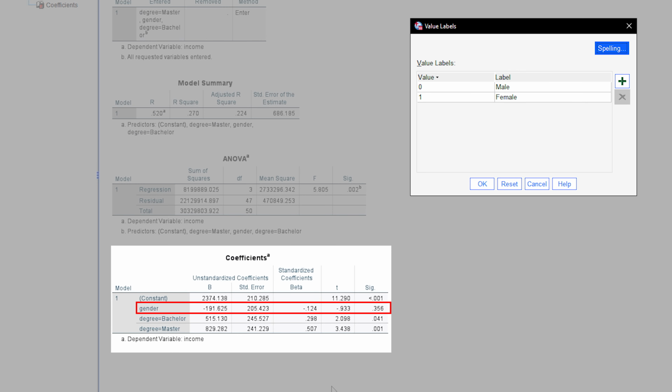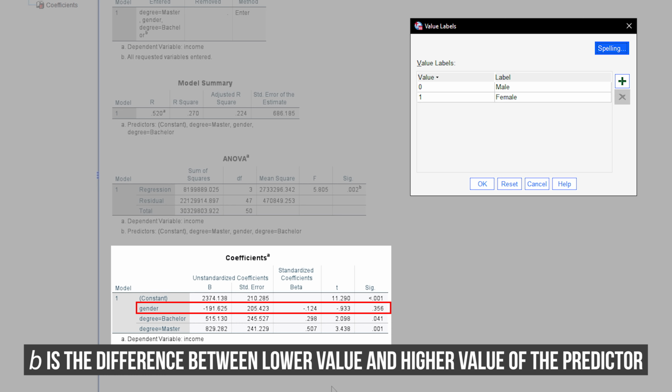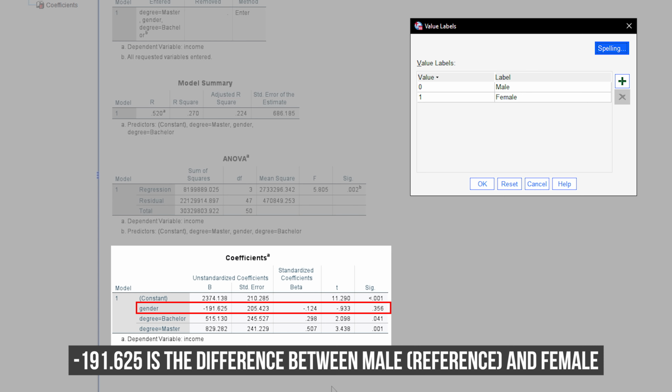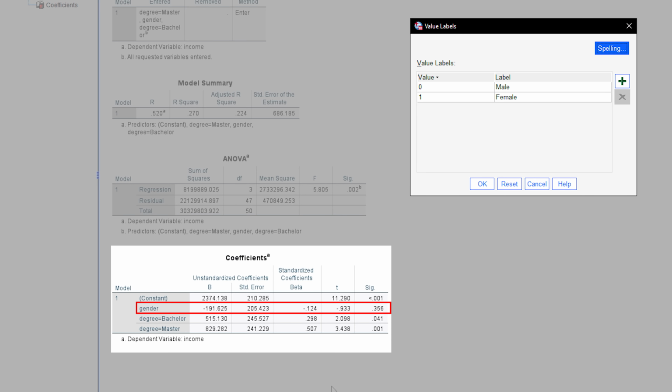The reference group for naturally dummy coded variables is the lower value. In my example, male is coded with 0 and female with 1, which makes male the reference category. The coefficient of gender is therefore the difference between the reference category, here male, and the other category, female. Compared to the reference category male, the female participants of this survey had a lesser income of 191 units. However, the p-value is not low enough to reject the null hypothesis for the gender variable.